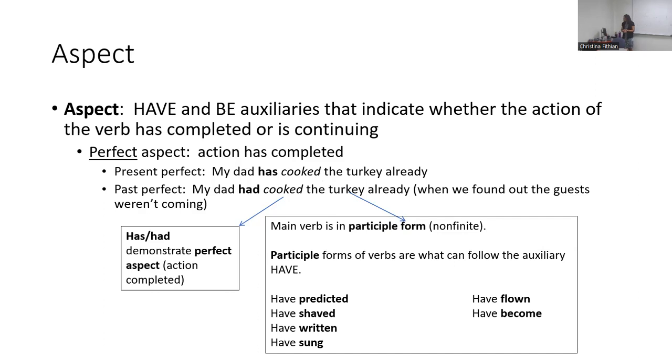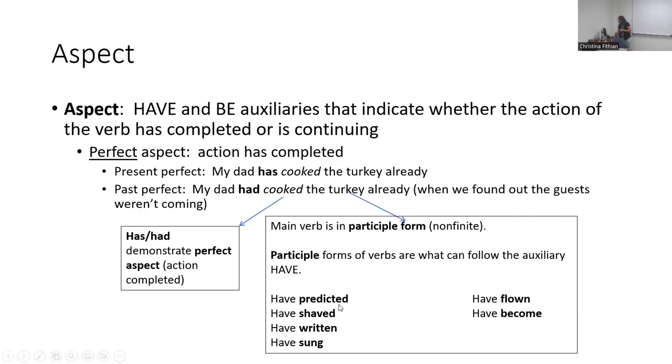Now, participle forms are forms of verbs that can follow the auxiliary have and other auxiliaries that we're going to see. So I can say they have predicted the weather forecast. We have shaved. I have written a letter. They have sung. We have flown an airplane, and we have become smarter. In all of these instances, we see that have is occurring before these participle forms of verbs.